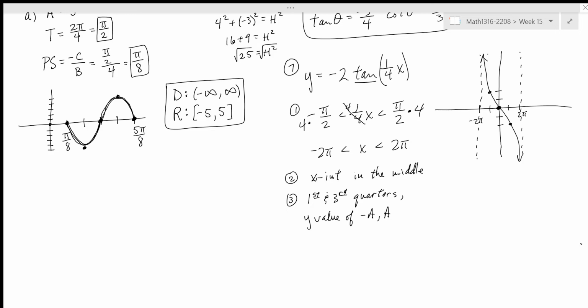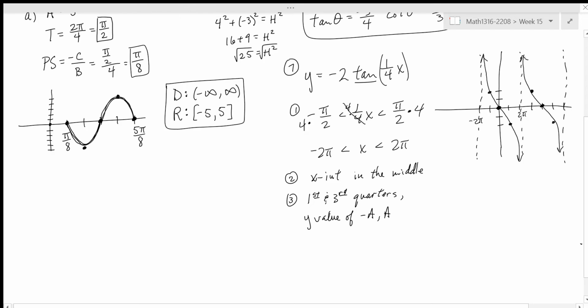Now, how many wavelengths is that? How many periods? That's only one period. So I'm going to have to go 1, 2, 3, 4. And I'm going to have to go another period. All right, so here we go. In the middle, x-intercept. We're going to be at positive 2 and negative 2. And if I just copy and paste, bam, I get another wave.